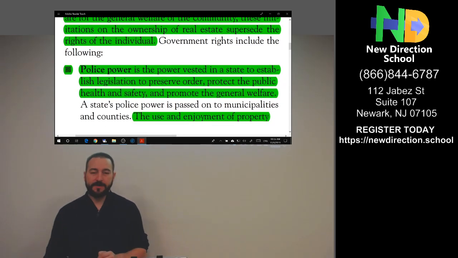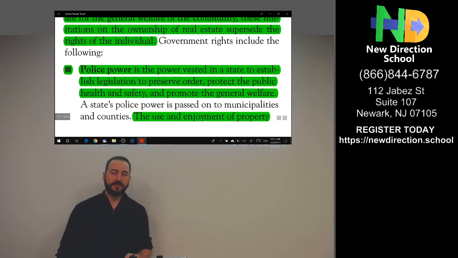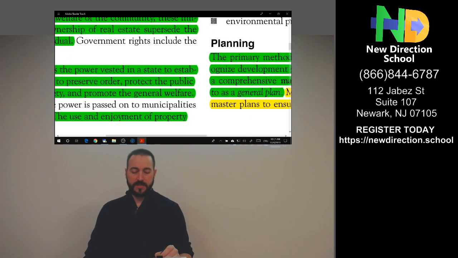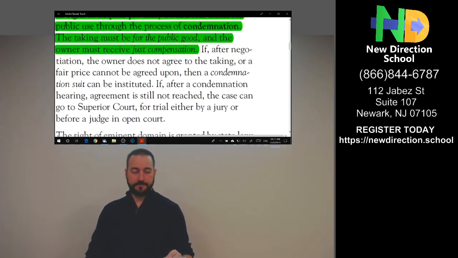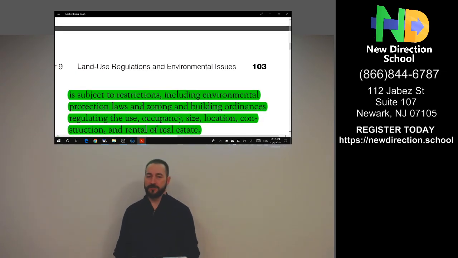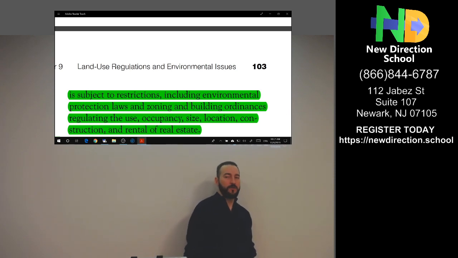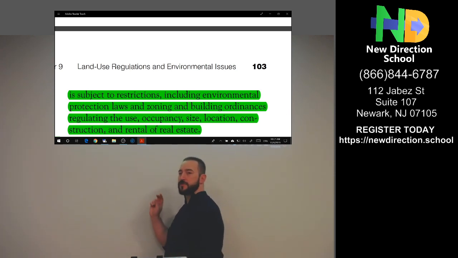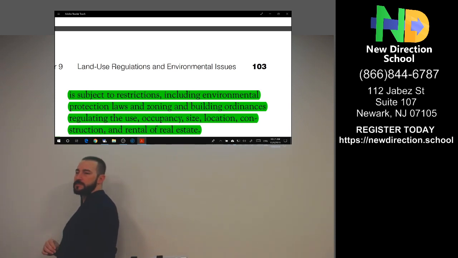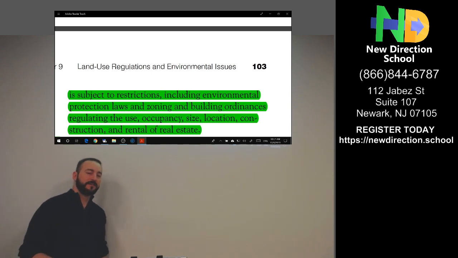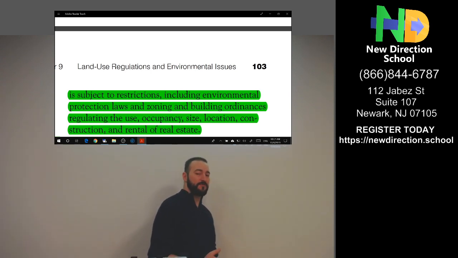Now, the state's power is passed on to municipalities and counties, and the use, please highlight, underline, put stars, the use and enjoyment of the property is subject to restrictions, including what we're going to talk about today, which is environmental protection laws, zoning and building ordinances regulating the use, occupancy, size, location, construction, and rental of real estate.